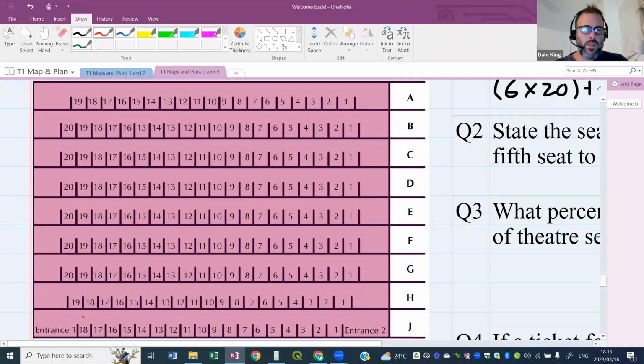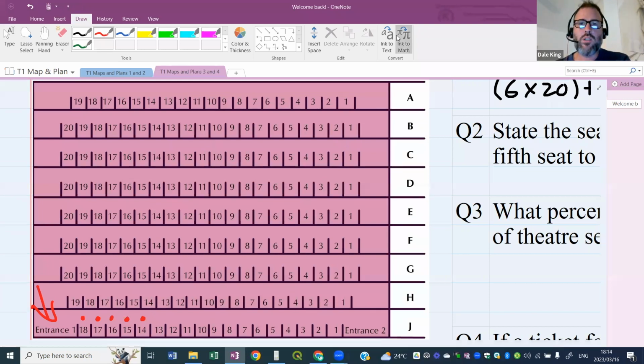So the first one is 18, second, third, fourth, 5th one. All right, there's entrance 1 here, the bottom left, and we need the 5th seat to the right. So I'm counting 1, 2, 3, 4, 5. So the 5th seat to the right is seat number 14. So J14. If someone asked you in the theater, which seat is the 5th one to the right of entrance 1, you could say it's J14.